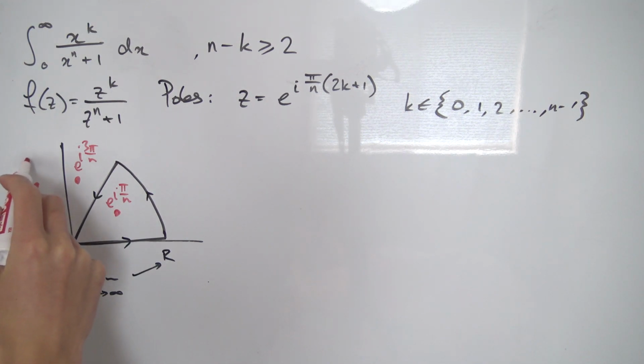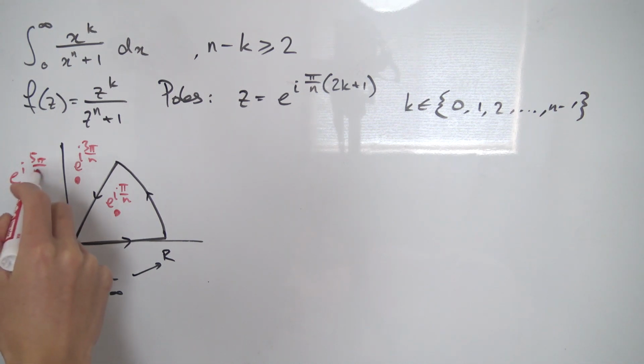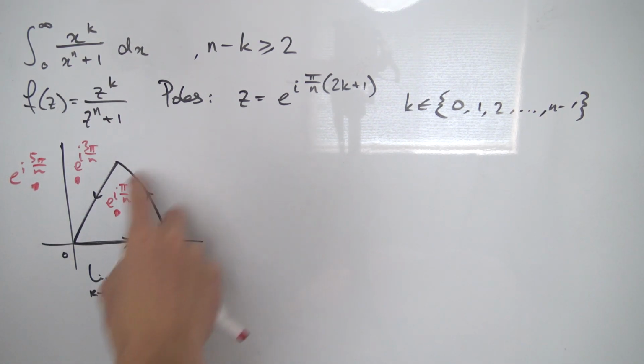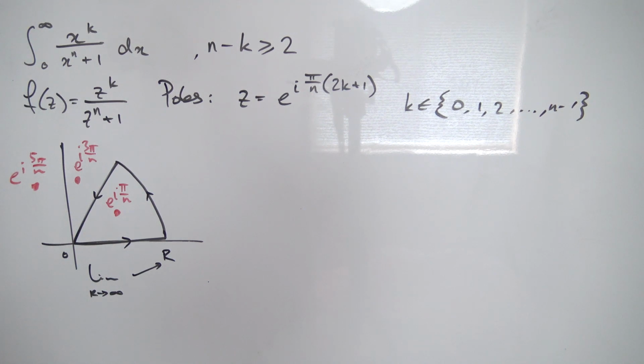So e to the i 5 pi over n, if you can even see that. Yes, you can. So our third pole is going to be over there, and it's going to keep going around the circle. Of course, the shape of this contour and its dimensions will be highly dependent on whatever n value we choose, but in general, it's going to look something like this.